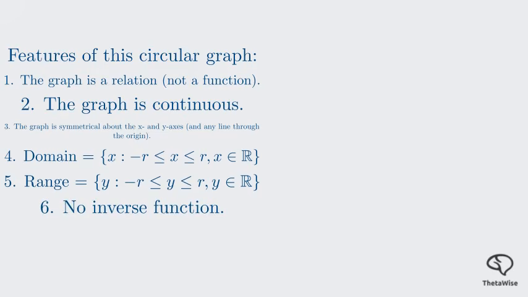A horizontal line can cut the graph more than once, failing the horizontal line test. Let's summarize. We've defined the standard equation of a circle centered at the origin, x squared plus y squared equals r squared. We've also discussed its key features, like being a continuous relation and its symmetrical properties. You now have the foundational knowledge to begin sketching. In our next scene, we'll apply this knowledge to some examples.